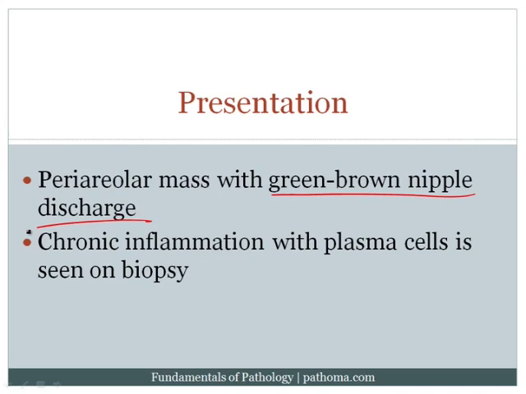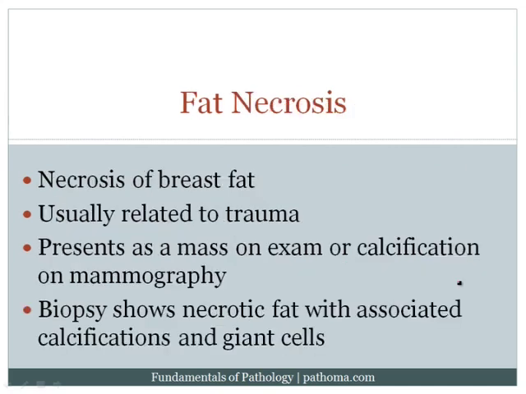Now, of course, if you were worried, and in particular because this is a postmenopausal woman, you might be worried, so you do a biopsy. And when you do a biopsy, you'll see chronic inflammation with plasma cells, and the plasma cells are characteristic as well of this disorder. The last of the inflammatory disorders is fat necrosis.